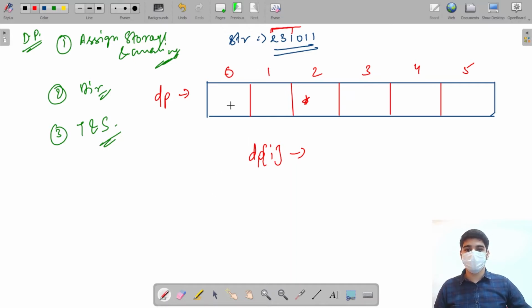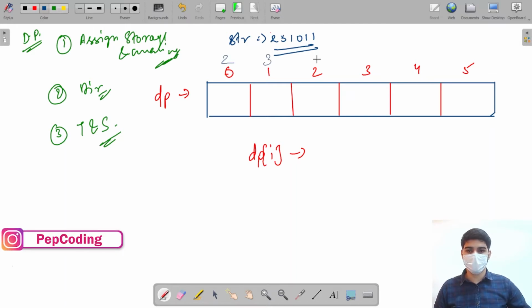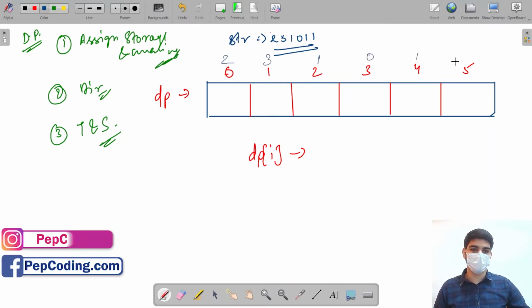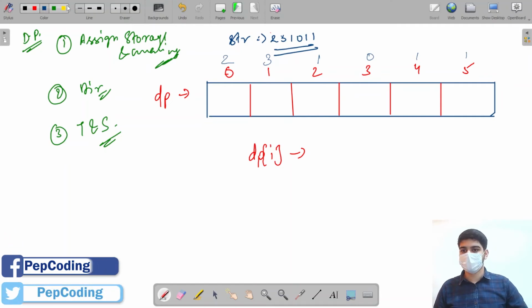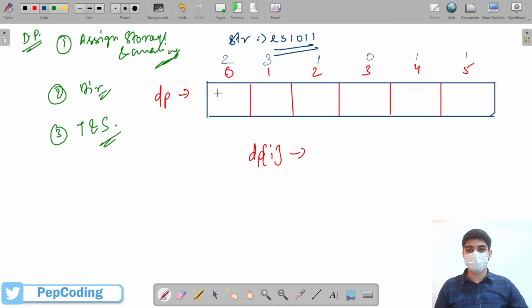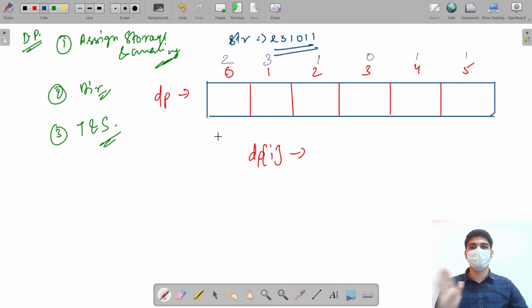So what would dp of 0 store? Okay, let's see. If I erase this part, then what would dp of 0 store? If I write the string over here, 2, 3, 1, 0, 1 and 1, right? What would dp of 0 store? dp of 0 would store the possible encodings till the 0th position in the string. So what would my 2 make?